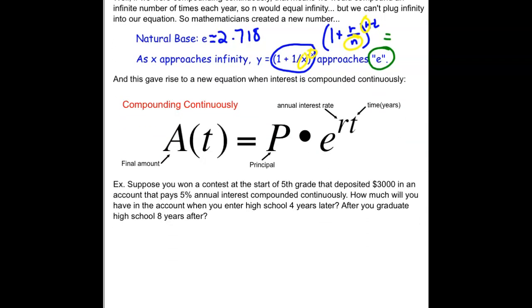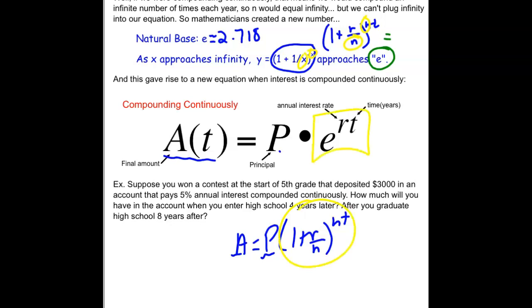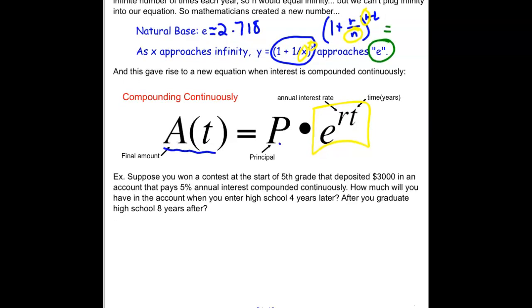So this gives rise to a new equation when interest is compounded continuously. Instead of the equation we had yesterday, which was A equals P times 1 plus r over n to the nt power, we are shifting now to this one. It says A of t, which is still our final amount, just like we had there. P is still principal. What changes is this piece right here. It turns into this. Okay? So our formula says we take our principal times e to the r times t power. Again, r is our interest rate and t is our time in years.